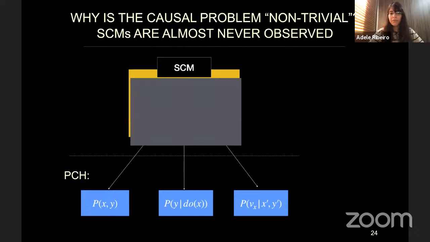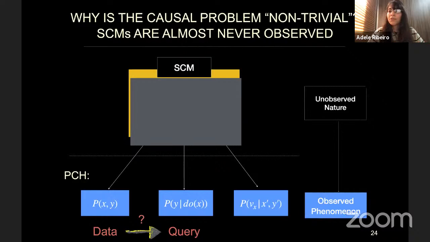As I said, the SCM is not known. We don't observe the SCM. But we want to use data from the observational distribution, and we want to infer something that comes from the interventional distribution. So we want to move from this unobserved nature and say something about the observed phenomena.